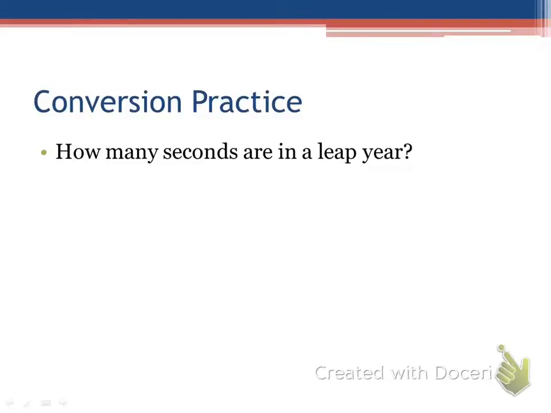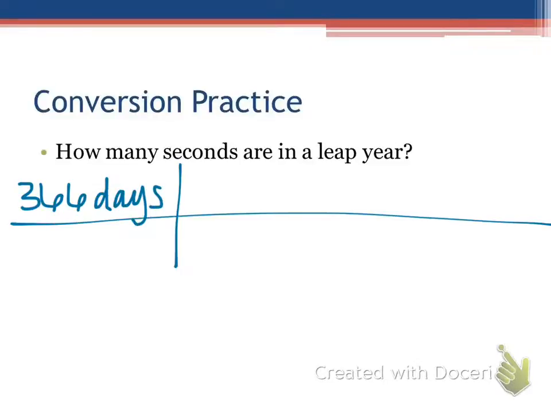Okay, let's try a different type of conversion here. How many seconds are in a leap year? Does it give us a number to start with? No. What do we know about a leap year? Yeah, it has 366 days. So that's what I know, which means I'm going to write what I know. 366 days. And then I draw my T.